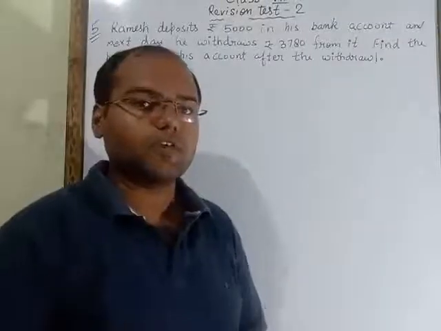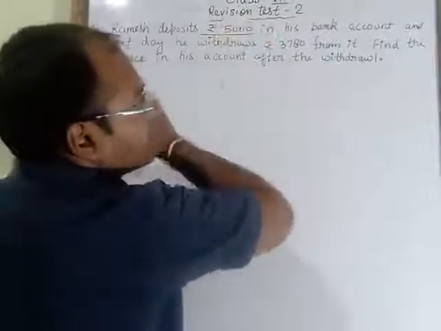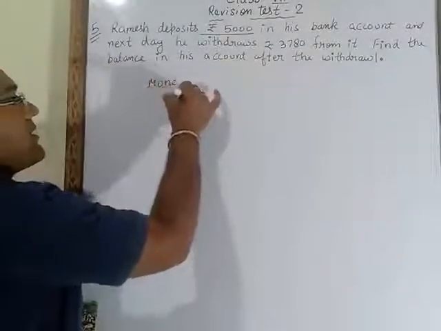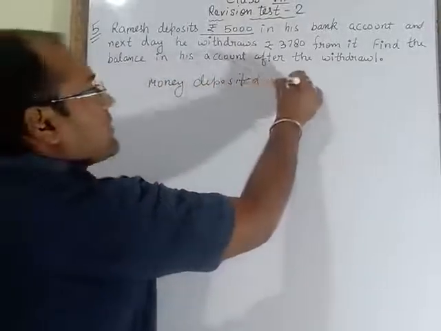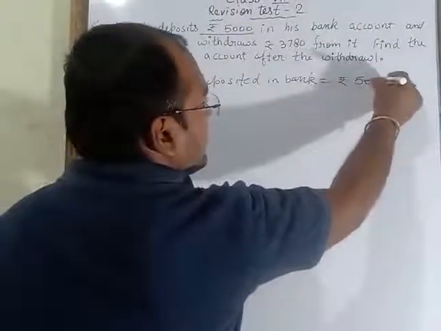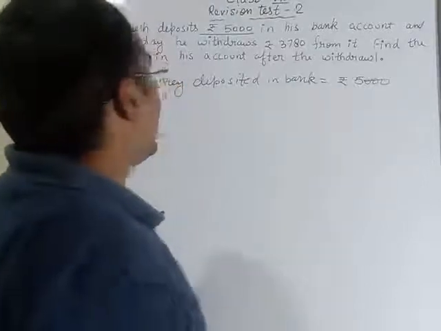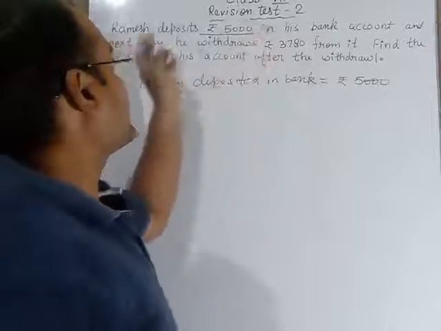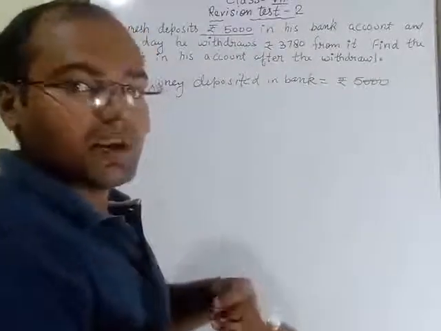Now see question number 5. Ramesh deposited rupees 5,000 in his bank account. So what you have to write here? Money deposited in bank. How much money did he deposit in the bank? 5,000 rupees he had deposited in the bank. Next day he withdraws rupees 3,780. Withdraws means he had taken out the money.